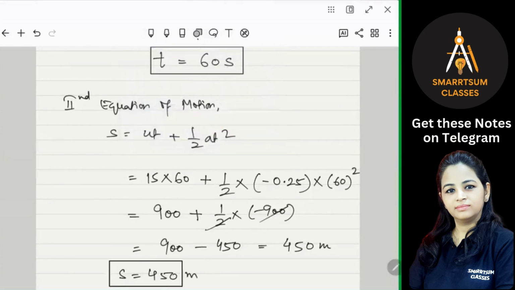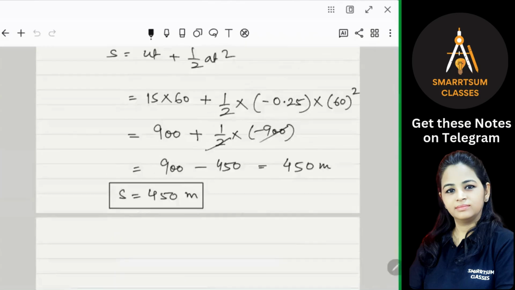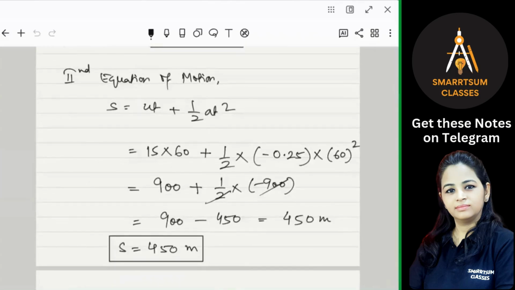Okay. So acceleration will be negative because it is retardation, right? It is decreasing, negative acceleration. So remember the sign, it is very, very important, right? Are you getting that? So in this way, we can find out the time and the distance.